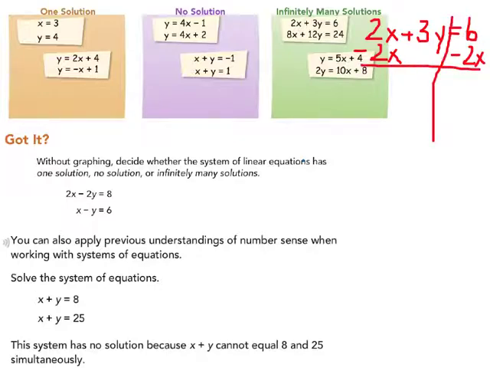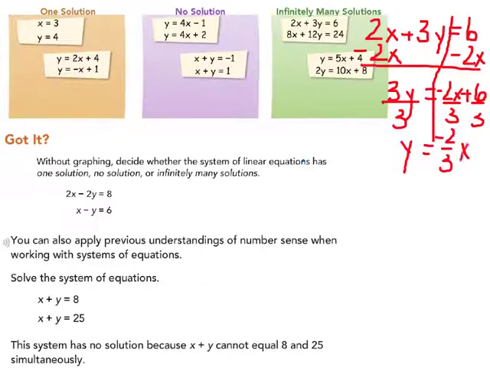And that leaves me with 3y equals negative 2x plus 6. And then I'm going to divide everything I see by 3. So that leaves me with y equals negative 2/3 x plus 2.